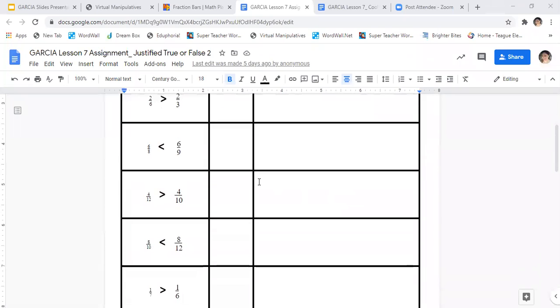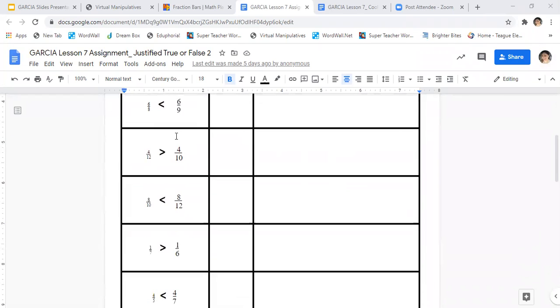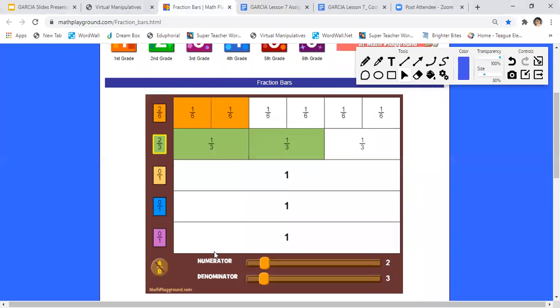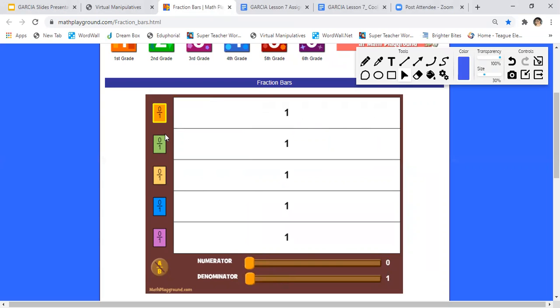Now the next one is having me compare 6/8 and 6/9, and it's saying that 6/8 is less than 6/9. So let's take a look at that one. First, I want to slide my little slider all the way over to the left. There we go. And I start with the first one, which is 6/8. So I need my eighths. My denominator goes first. Six of them shaded.